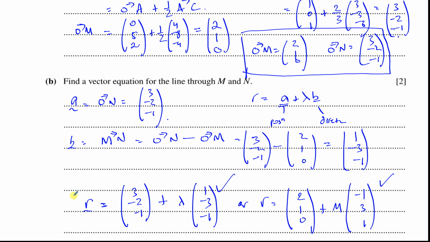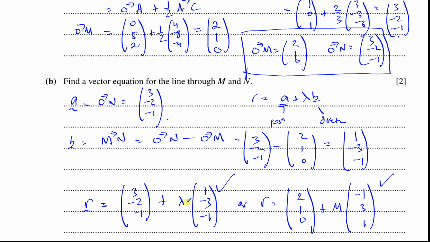It really doesn't matter. There are lots of different ways you can write the answer. As long as you have the position vector of a point on the line, and a vector which represents the direction of the line multiplied by a scalar, that is a vector equation of the line. So basically, any value of lambda will take you to points on this line.